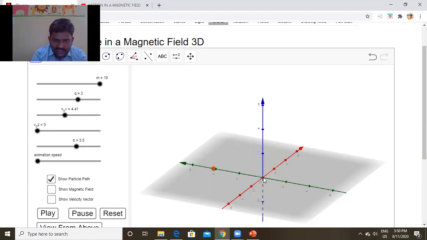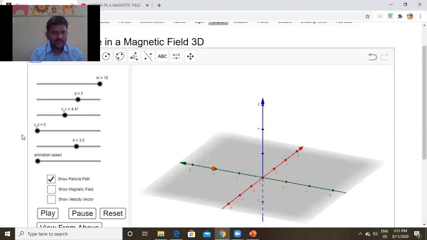The axis shown in green color is the x-axis, the axis shown in blue color is the y-axis, and the axis shown in red color is the z-axis. And the magnetic field is along this y-axis. That means along this axis the magnetic field is there. Now we can change the velocity along the x-axis or y-axis.